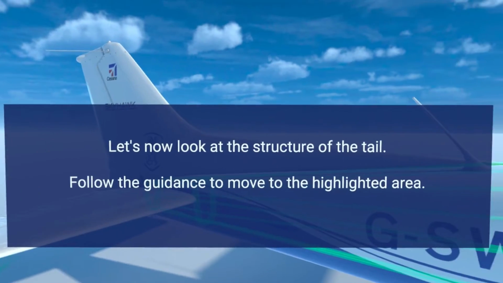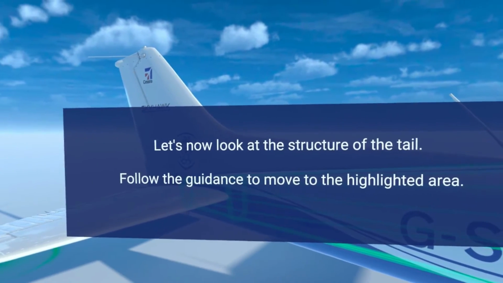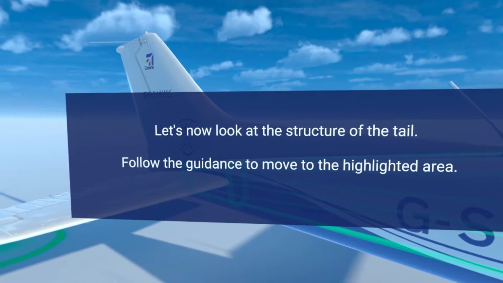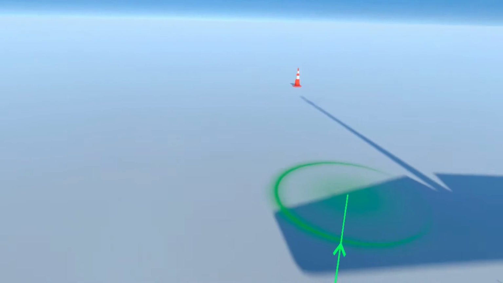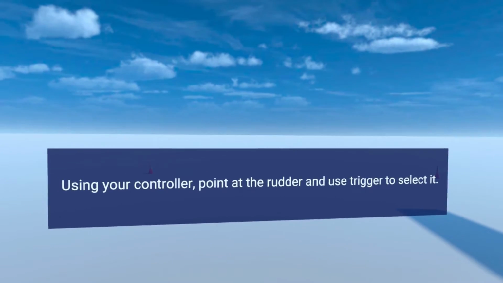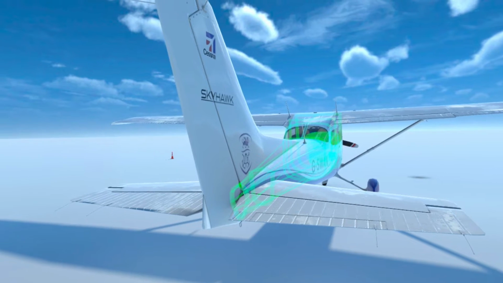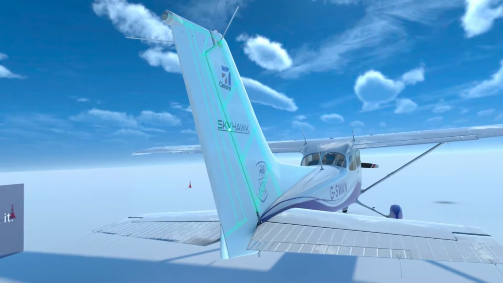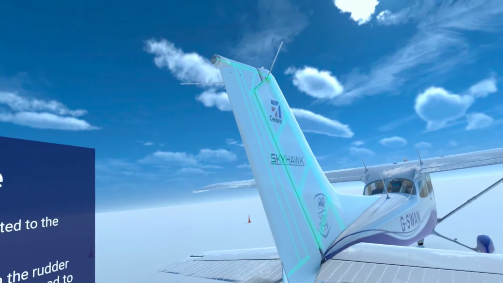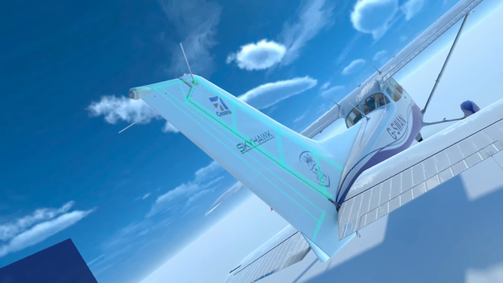Let's now look at the structure of the tail. Follow the guidance to move to the highlighted area. Using your controller, point at the rudder and use trigger to select it. Observe the tail structure and how it is connected to the fuselage.